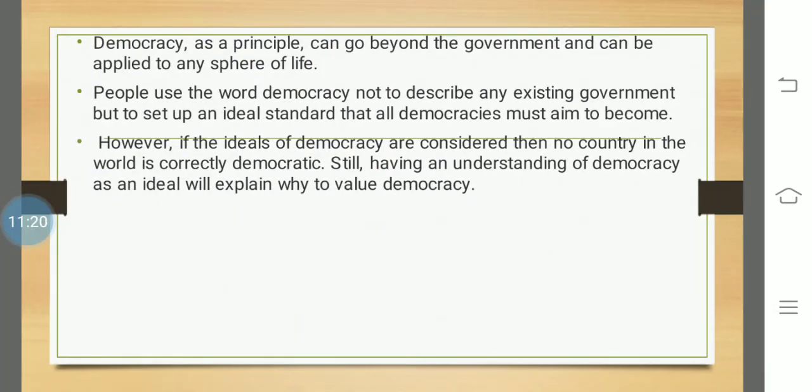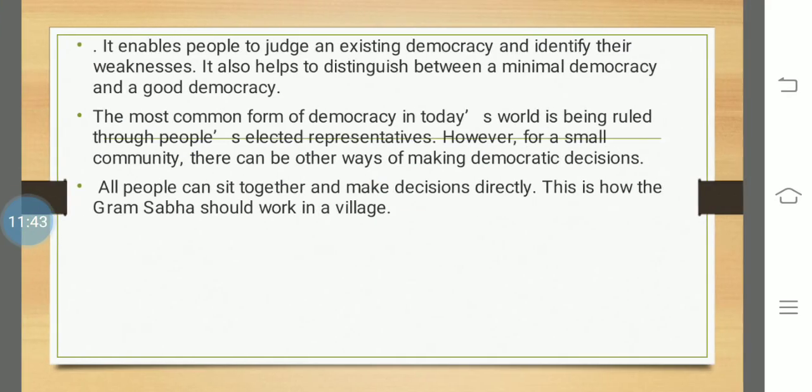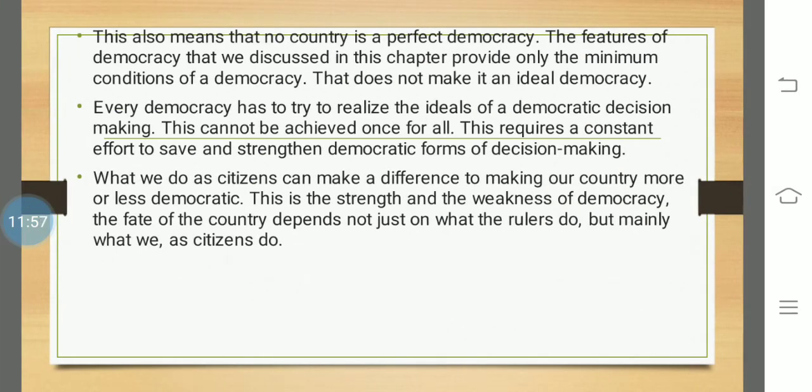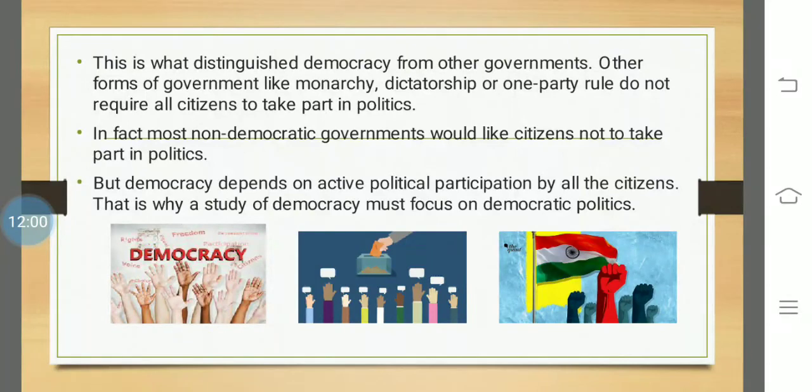People use the word democracy not to describe any existing government, but to set up an ideal. I've said, not to describe any government that exists, but a standard should be maintained so that every country has the minimal features of democracy. I've discussed this, and this is how the Gram Sabha should work in a village, where the people come and sit together and take decisions. This is a form of direct democracy, and this I have also discussed.